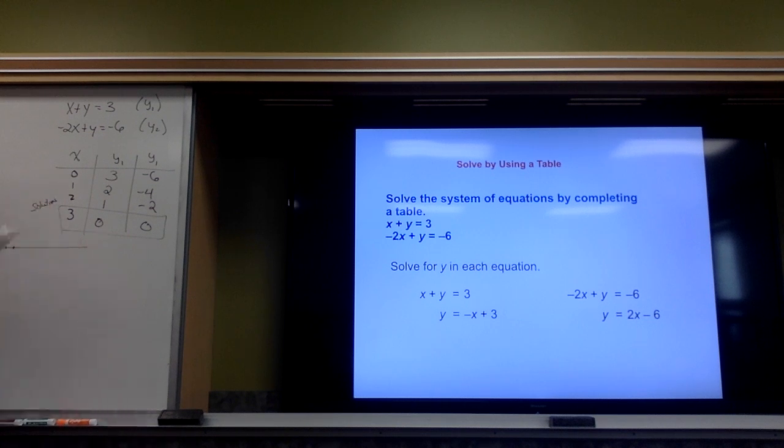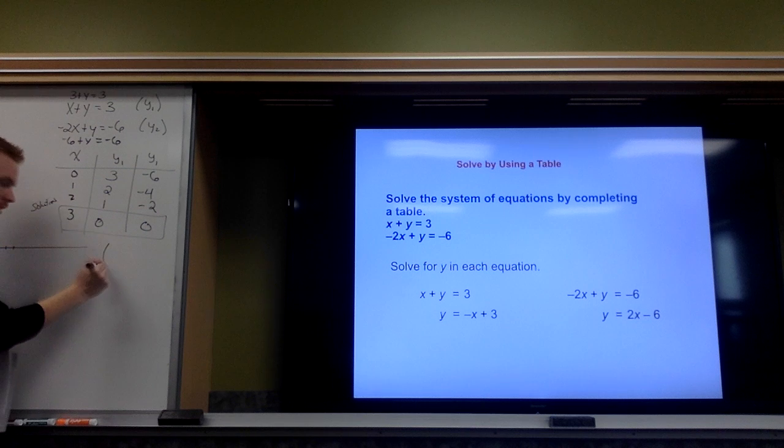If I plug 3 for x into here, the y value has to be 0. And we can check, right? If I plug 3 into here, I get 3 plus y equals 3. So y has to be 0. If I plug 3 into here, I get negative 6 plus y equals negative 6. That has to be 0 as well.